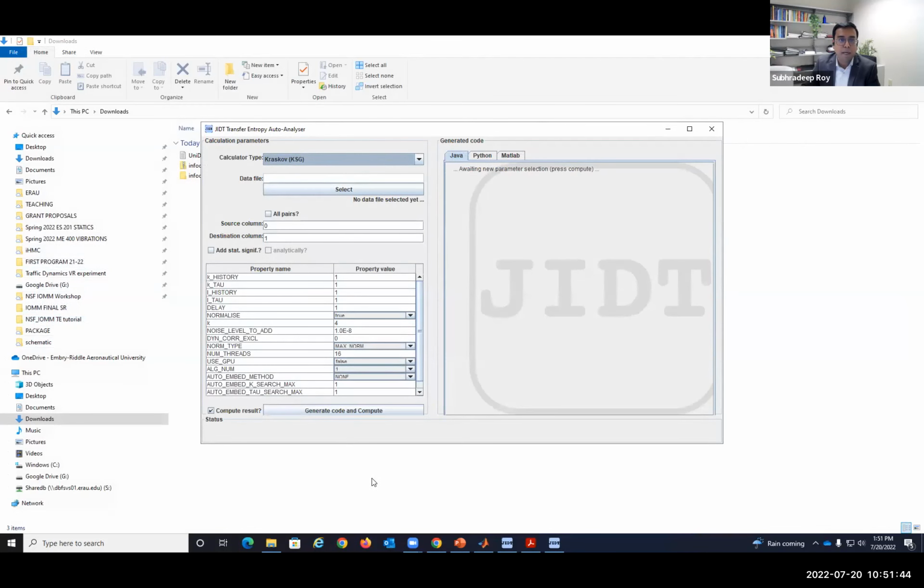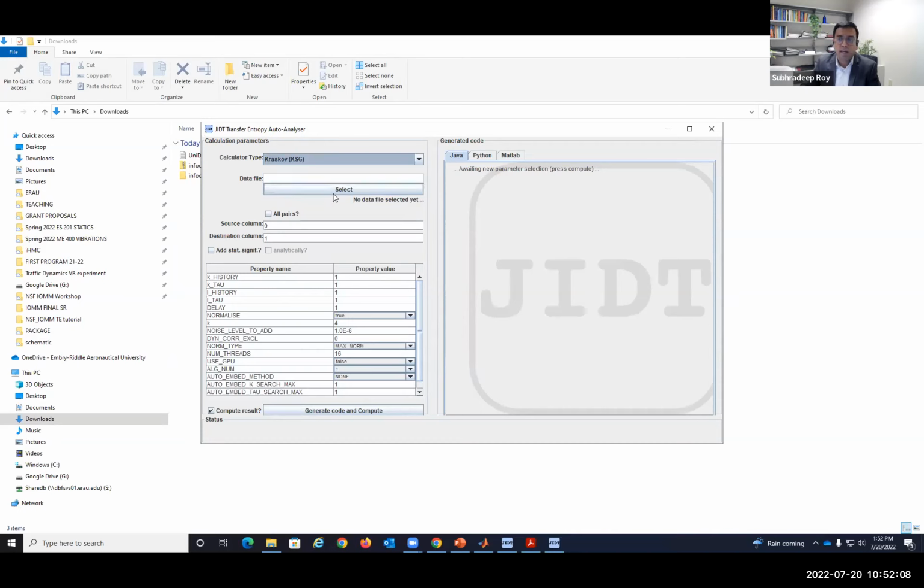So this window would pop up, and here you can choose different types of calculators for the PDF estimators. So when you have the sample data, you have to estimate those probabilities. So there are different types of estimators. I would recommend using Kraskov, which has the bias corrections incorporated in it. And you can also use the discrete or kernel-based estimator.